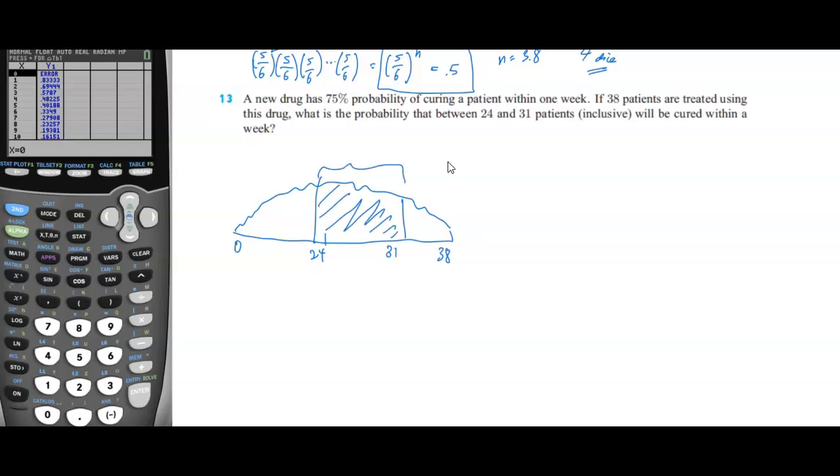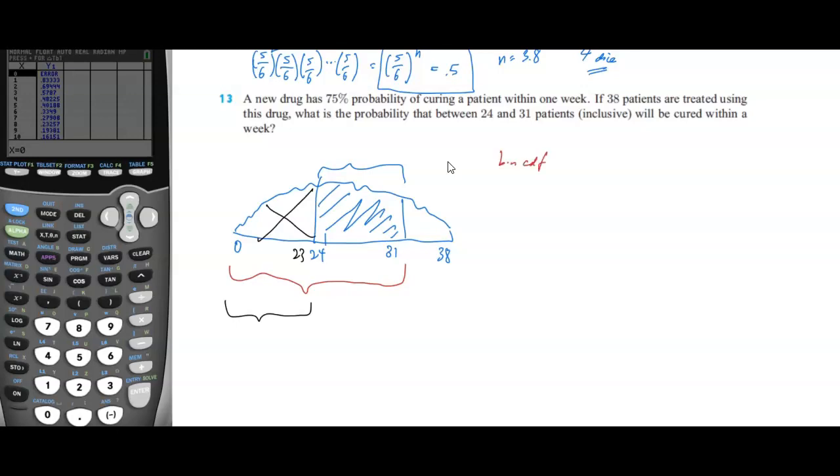And so remember, the calculator is good at calculating probabilities that are on the left side. So we can't calculate 24 to 31, but we could calculate 0 to 31, right? That's pretty easy to do. And the other thing we would do is calculate 0 to 23. And then we would subtract the 0 to 23 part from the 0 to 31 part. Okay, so let's do the red part. What we're going to do is bin CDF with trials equals 38, x equals 31, and p is equal to 0.75.